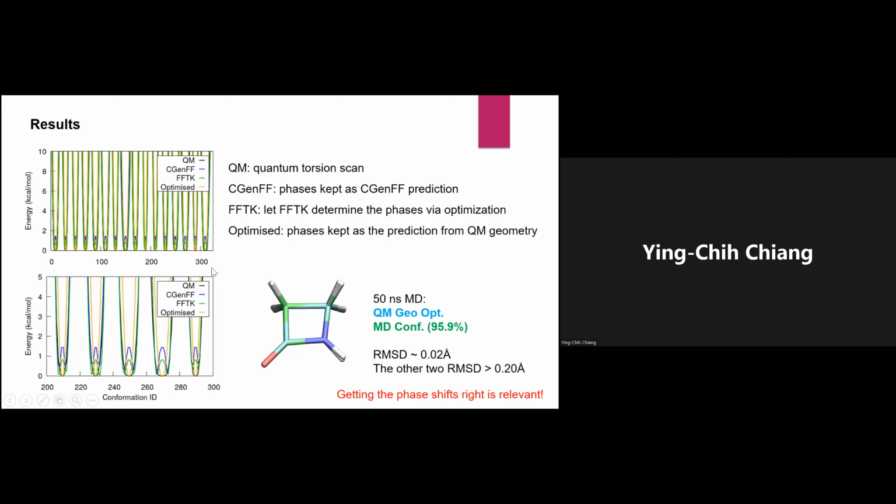So with these parameters, we can do the MD simulation, and indeed we can reproduce the major conformation. The major conformation from the MD simulation agrees very well with the quantum result. The MSD is just 0.02 Angstrom, and for the others at least 0.2 Angstrom. So this just shows that getting the phase shift correct is really relevant for the dihedral potential fitting.